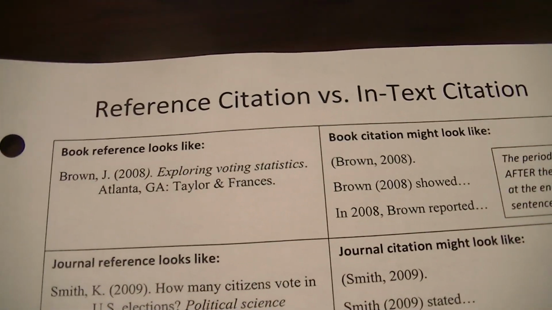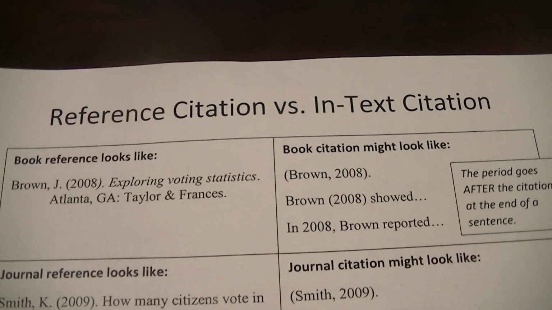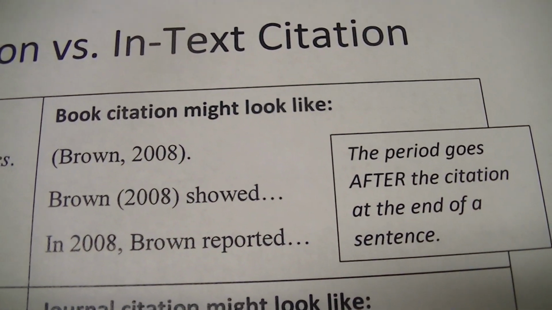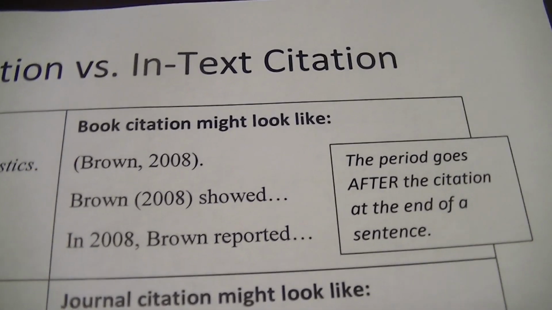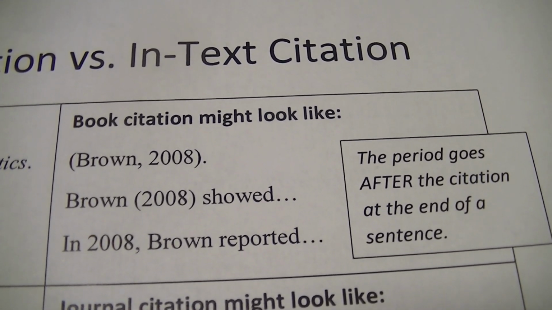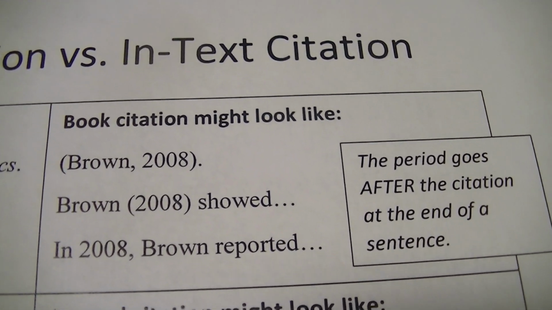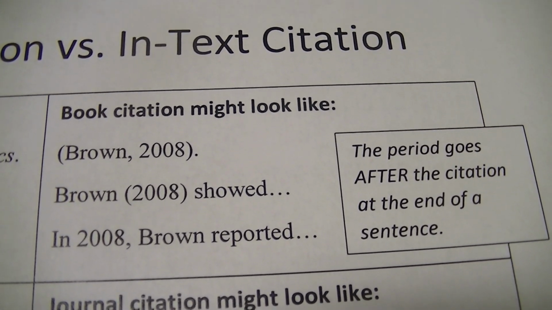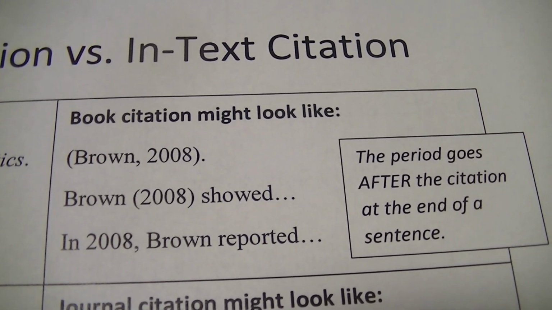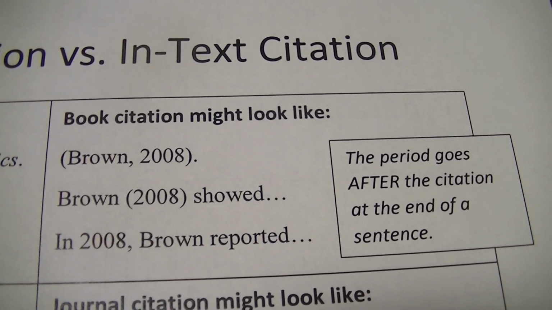For your in-text citation, we're basically looking for the author last name and year. Doesn't matter how you say it. You can put it in parentheses at the end of a sentence, like Brown, comma, 2008. If you're putting it in parentheses, notice that the period goes outside of the parentheses because that parentheses is considered part of that sentence. You don't always have to do it that way.